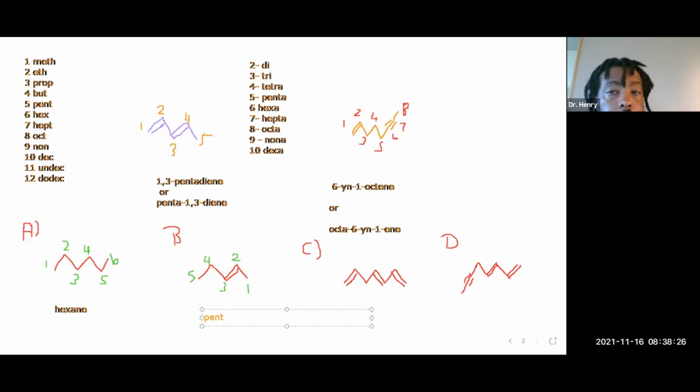Now, since it's a double bond, what is going to be the suffix? That's right, ene. And the last thing that we have to do is say where the double bond starts. Well, it's 2 because it starts at the second carbon, so it'll be 2 dash. Always remember it's where it starts, not where it ends. So it'll be 2-pentene.